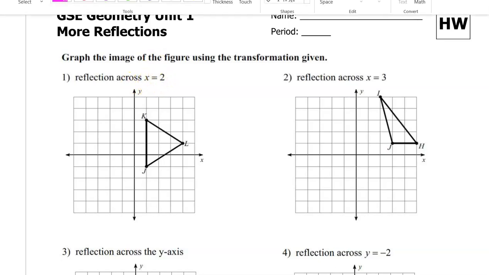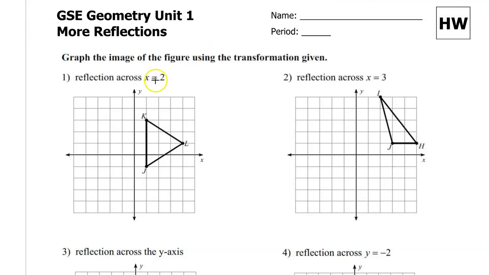The first thing you need to understand is that the line x equals 2 is a vertical line at 2. When you see x equals a number, it will always be a vertical line. If you see y equals a number, which is what's coming up in problem number 4, that will be a horizontal line. But for now, here is the reflecting line, which is x equals 2.